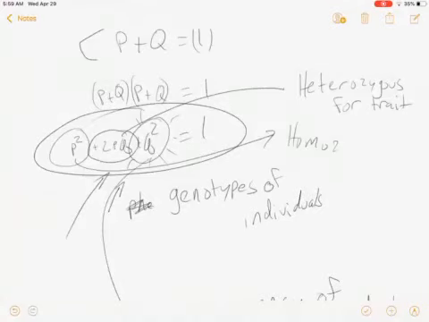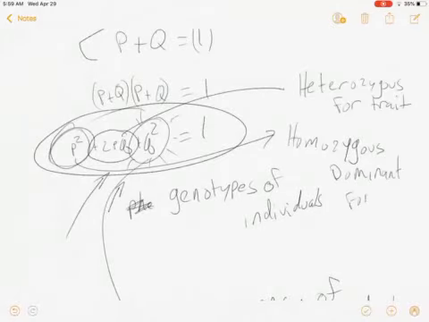Okay, so I figured it out. These individuals, I must have pushed a button somewhere. These individuals here, the p squared ones, were homozygous for the trait. But they're dominant. They have the dominant allele. So in other words, they have 3 toes, I guess.